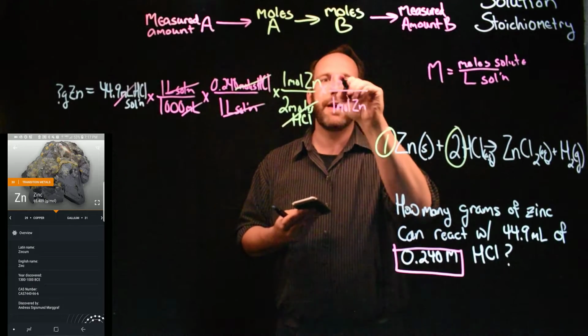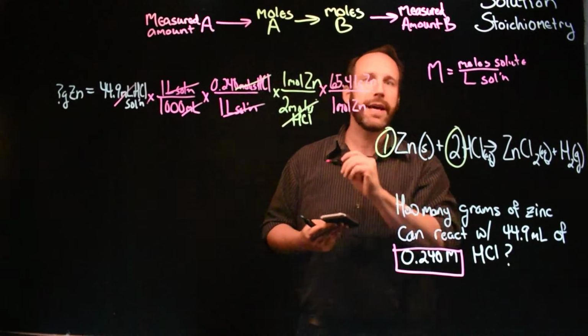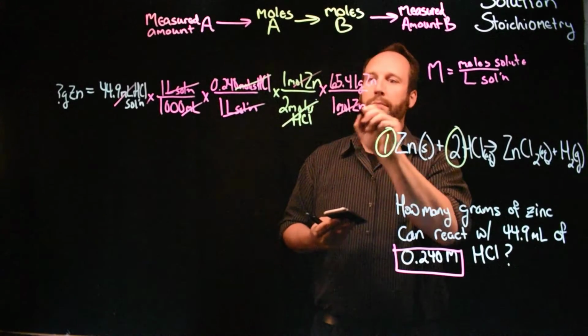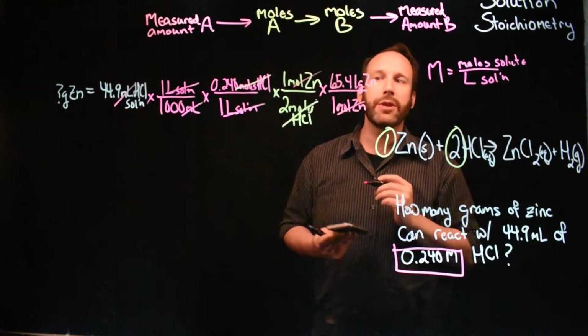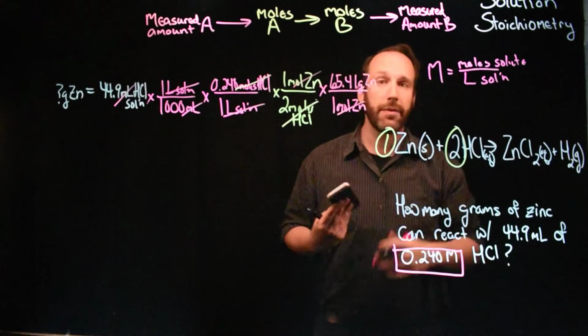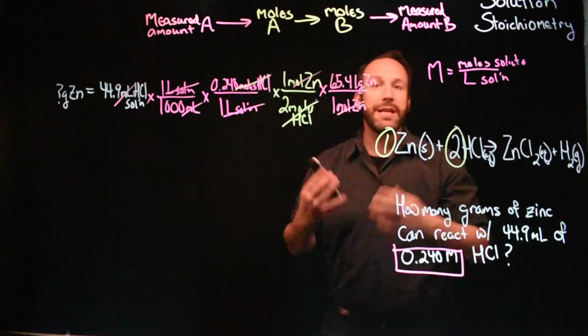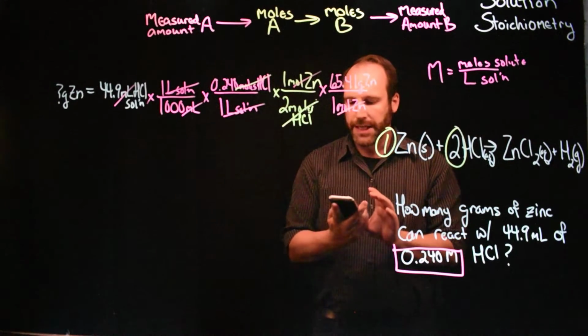Okay, so our final thing here is to say that in every 1 mole of zinc, there is 65.41 grams of zinc. Okay, so moles of zinc and moles of zinc cancel, and so the only unit that we have left now is grams of zinc, and that's the original unit that we wanted, right? So now in order to solve this problem, we just need to run through the math. Okay, so let's do that.